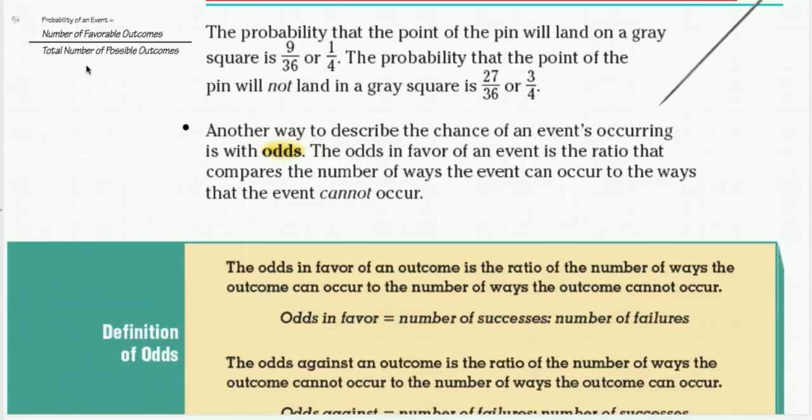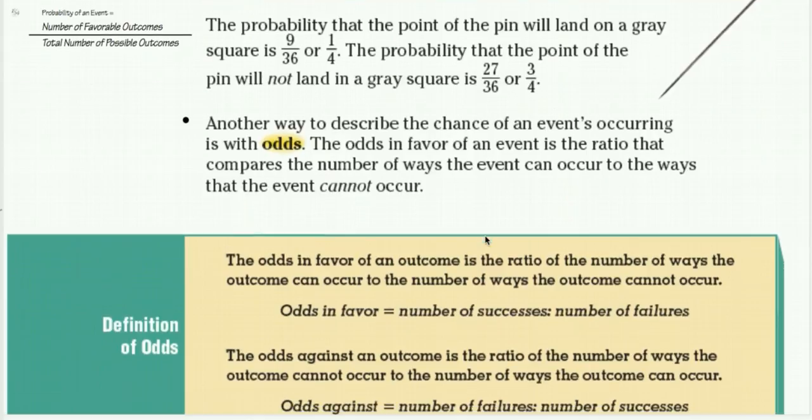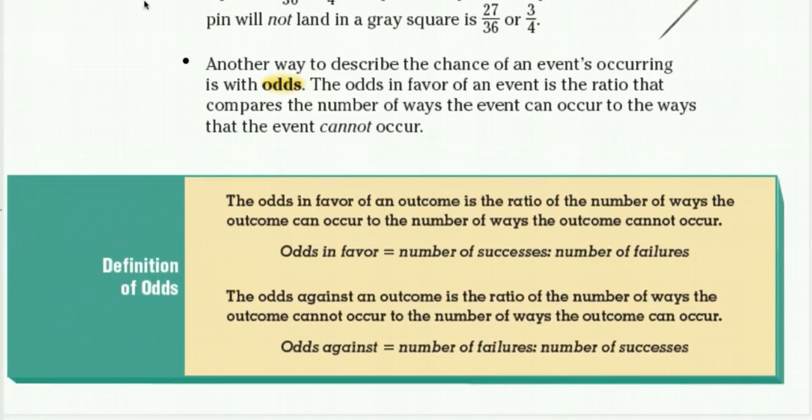Remember, the total number of possible outcomes will be the sum of the number of successes and the number of failures. That is a big difference between the two. Unlike in odds, you don't get the sum of the number of successes and the number of failures in your denominator. You only get the number of failures. So that's a good way of differentiating odds and probability.